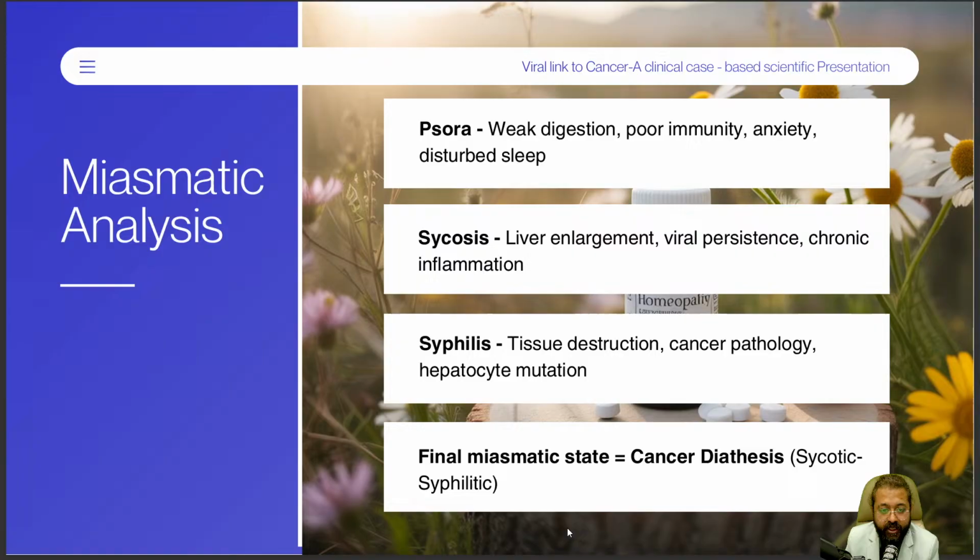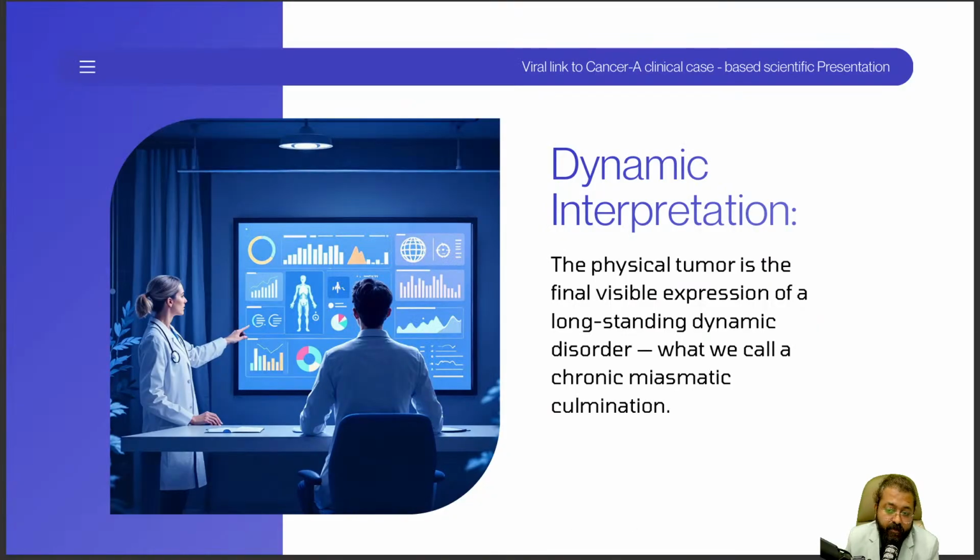It says the physical tumor is the final visible expression of a long-standing dynamic disorder. What we call in our homeopathic science a chronic miasmatic culmination. It means the disease started from somewhere and landed in some other part, which absolutely affects his expression, converting into a physical tumor, which is a visible expression, something we are able to see. That is called a chronic miasmatic culmination.